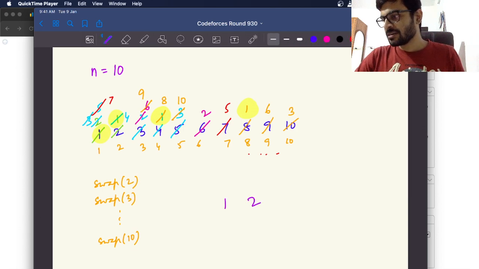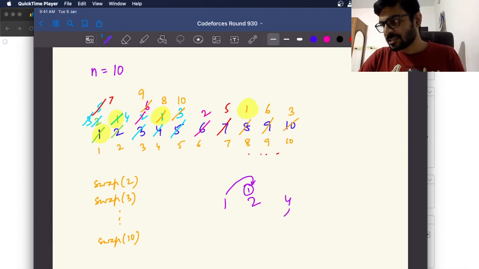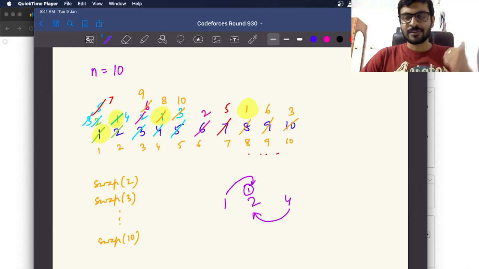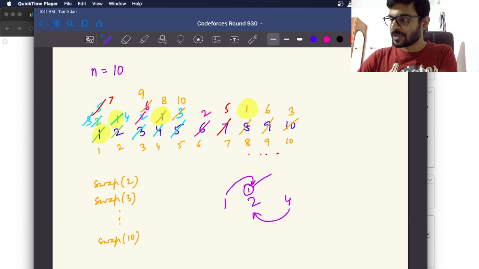So after 1, when 2 comes, 1 goes at 2, 1 stays at 2. Next, when 4 comes, 4 will say yes, 2 is my greatest divisor lesser than me. So this 1 goes over here. 3 will not get that 1. 1 goes from 2 to 4.